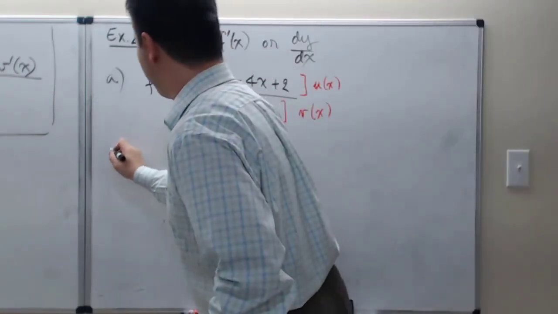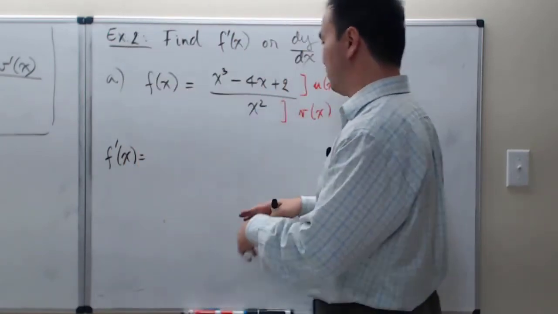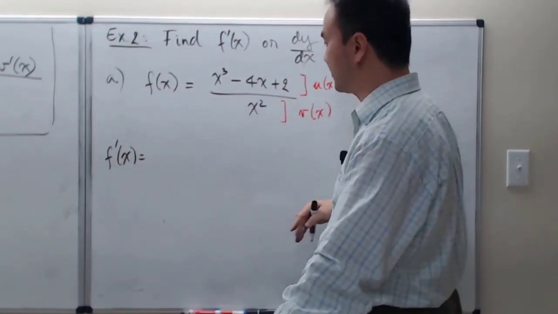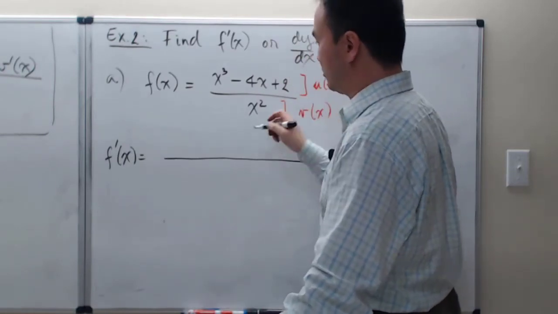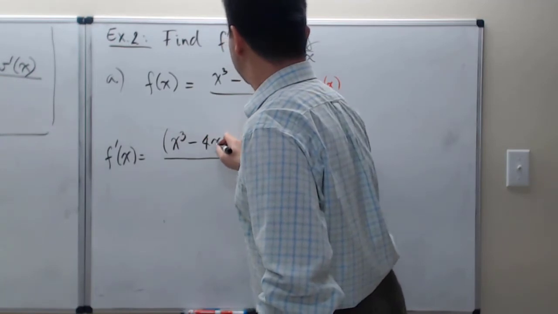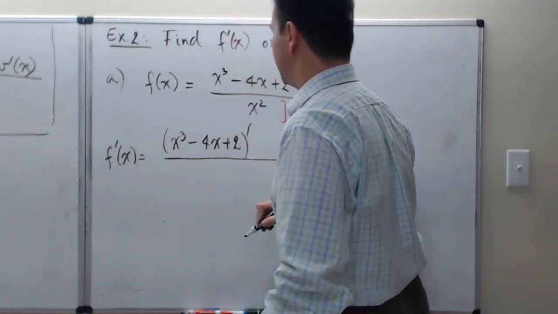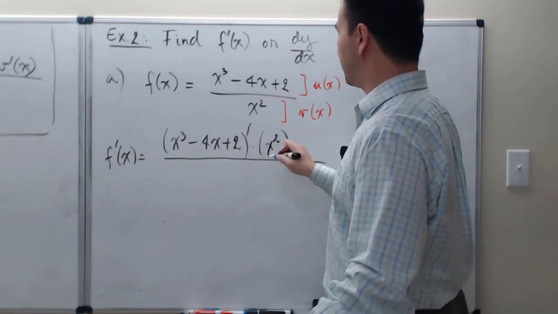So applying our quotient rule, f prime, the derivative of our main function, is going to be, the quotient rule says, u prime. So u prime is the derivative of x cubed minus 4x plus 2. We need to take u prime, multiplied with x squared, leaving it the same.